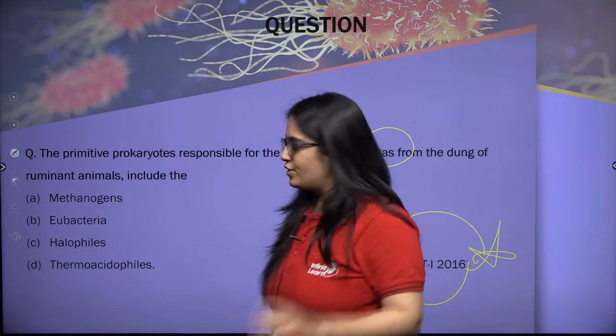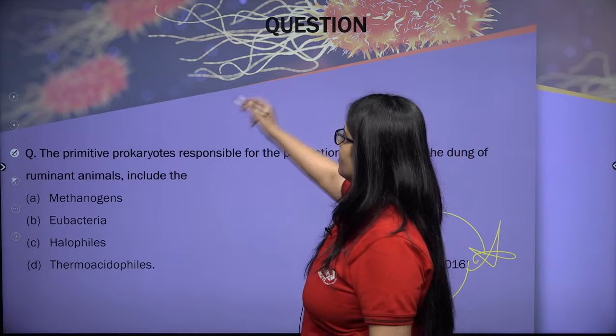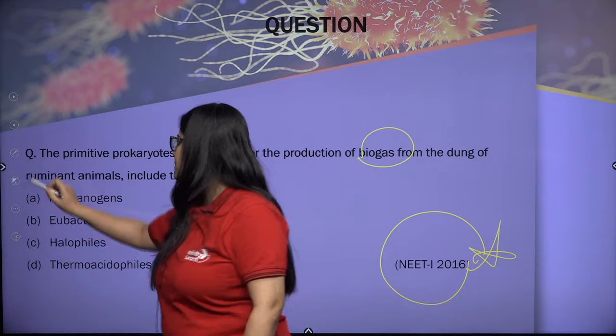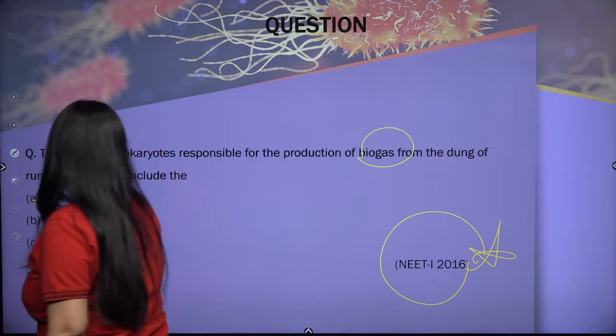The primitive prokaryote responsible for production of biogas from the dung of ruminant animals includes what? Everybody gave the right answer. Yes, they are included as methanogens. Methanogens are the ones that produce methane gas. Is this clear?